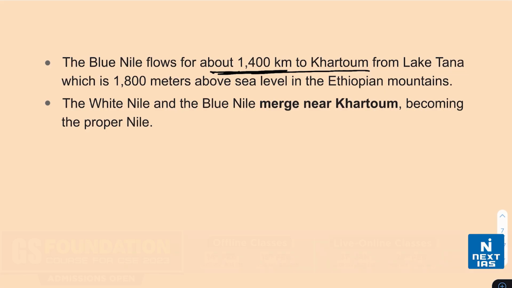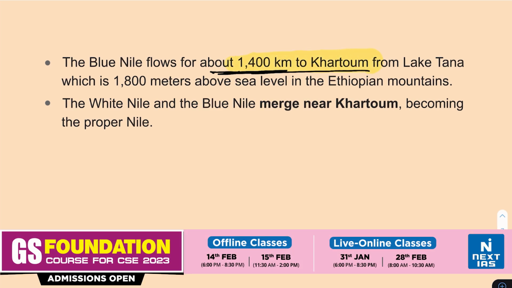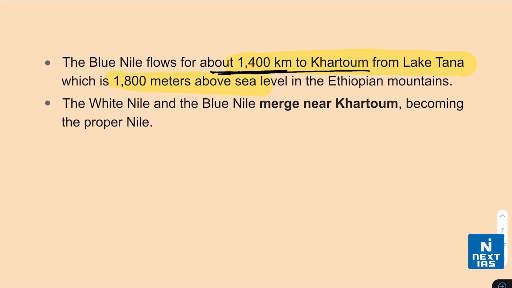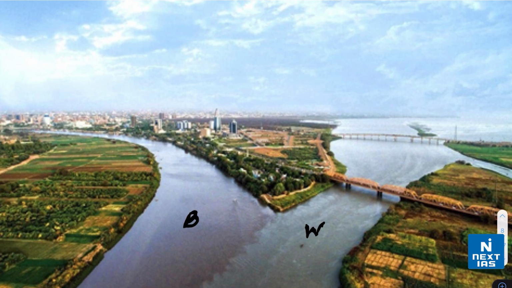The Blue Nile flows for about 1,400 kilometers to Khartoum from Lake Tana, which is 1,800 meters above the mean sea level in the Ethiopian mountains. White Nile and Blue Nile merge near Khartoum. So this was about River Nile and the dispute related to it.